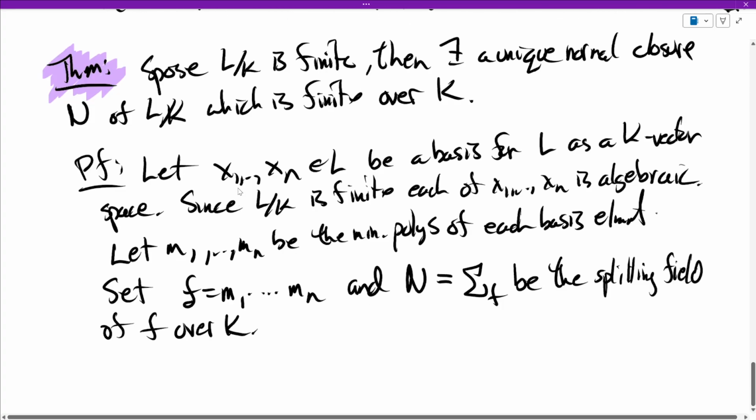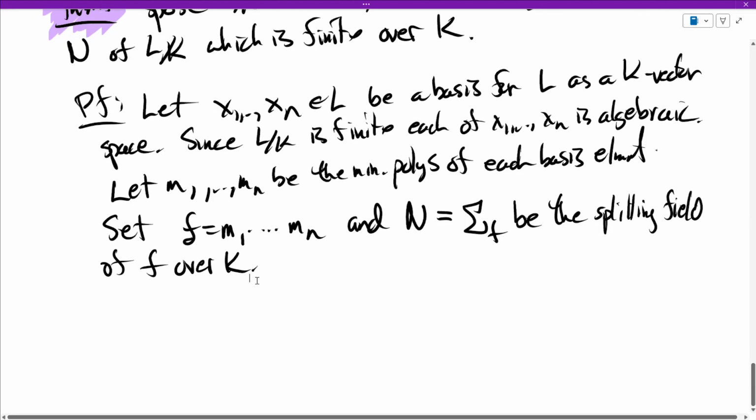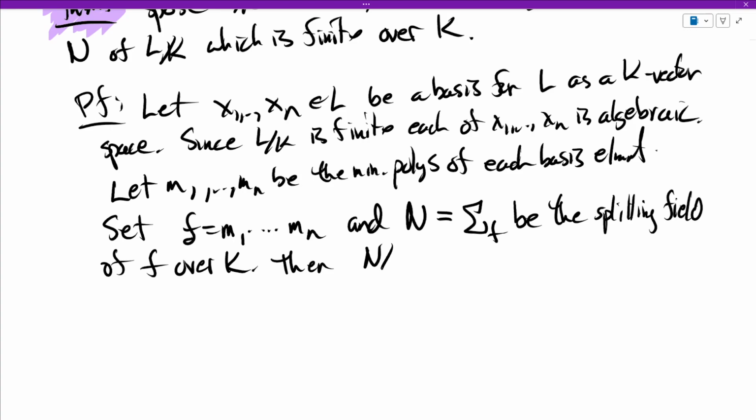Okay, so we took a basis, those elements x1 through xn, and if we look at their minimal polynomials, we're missing some of their conjugates. So what we do is we take the minimal polynomials and add in all of the conjugates. That's what F does, and that's what taking the splitting field of this F does. All right, then N over K is finite, certainly, and normal.